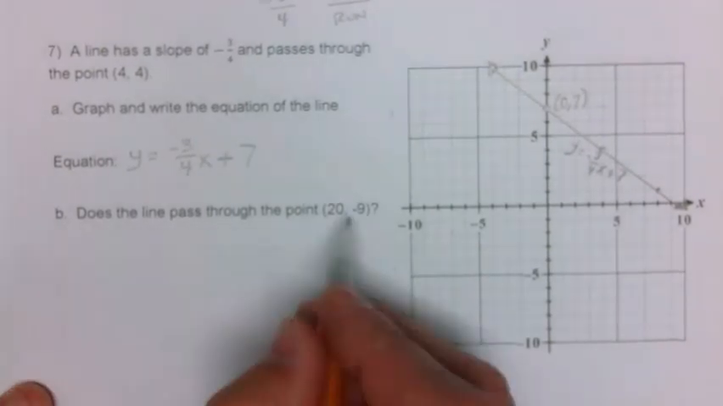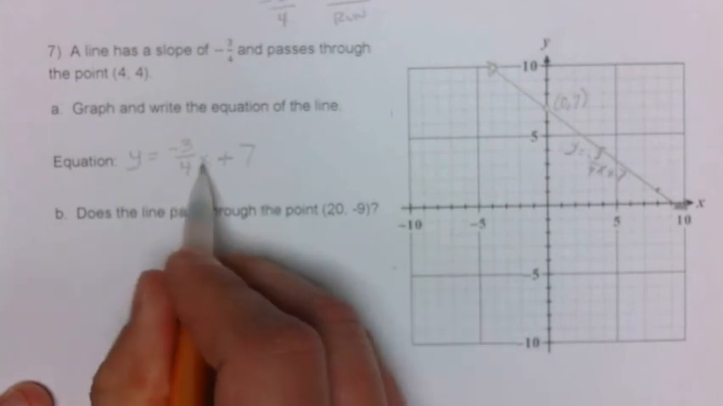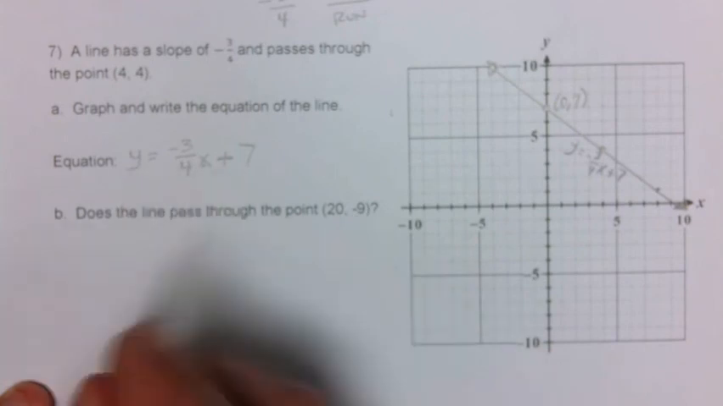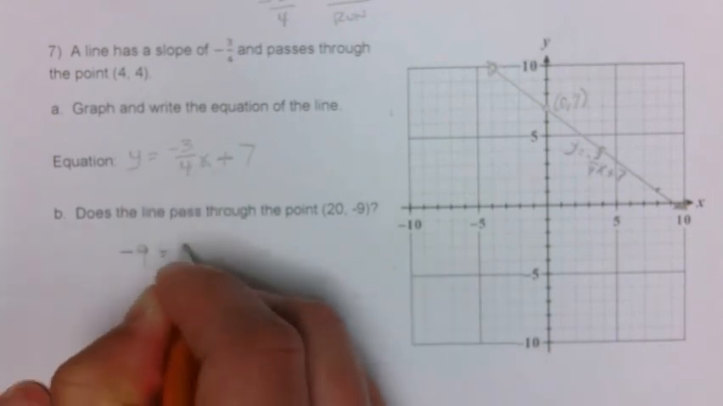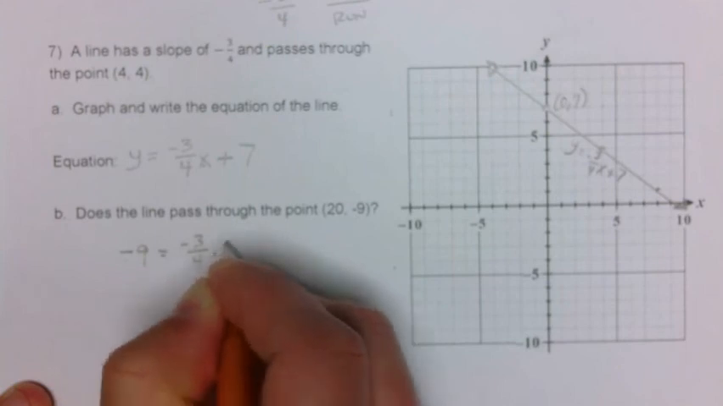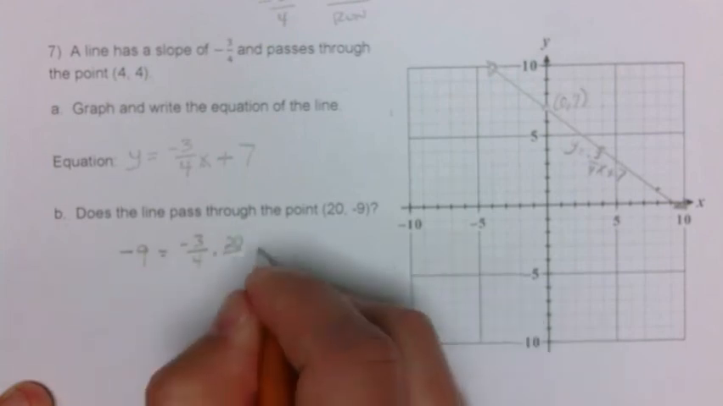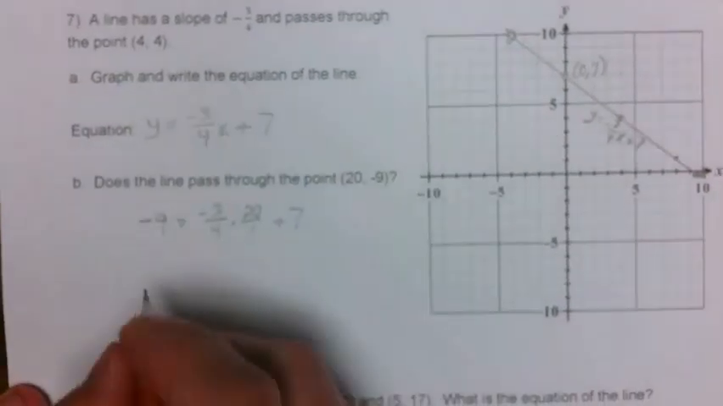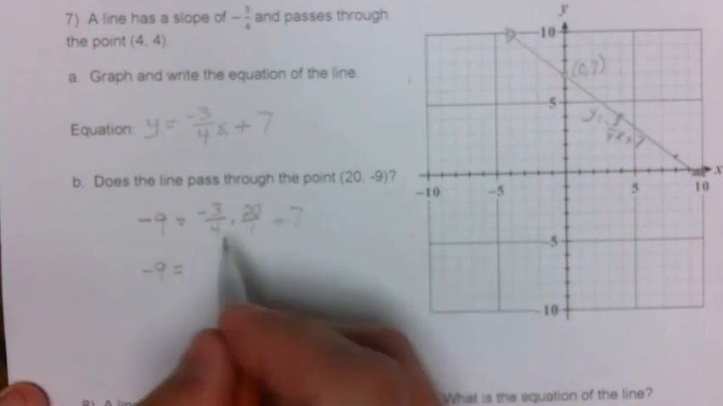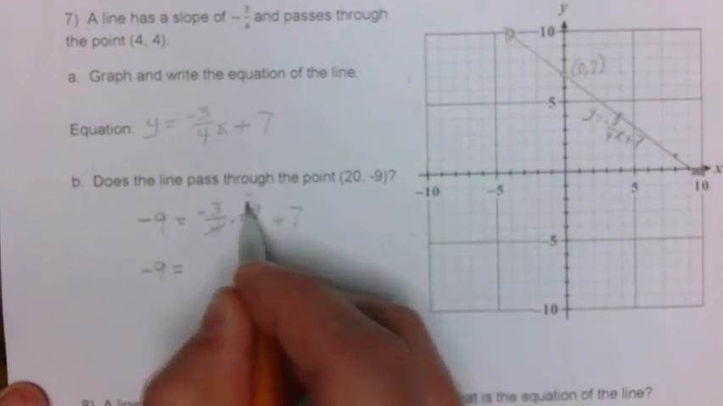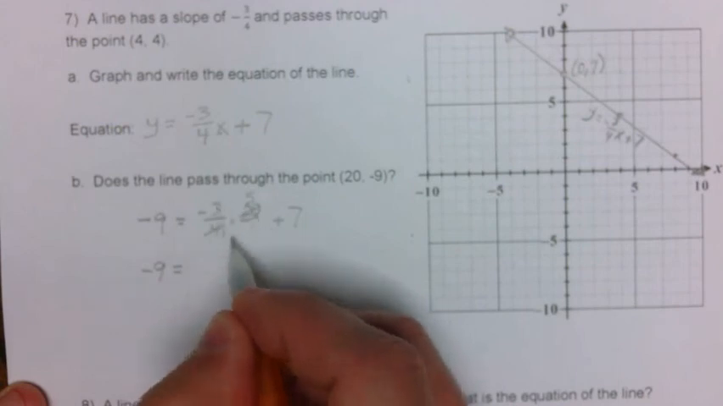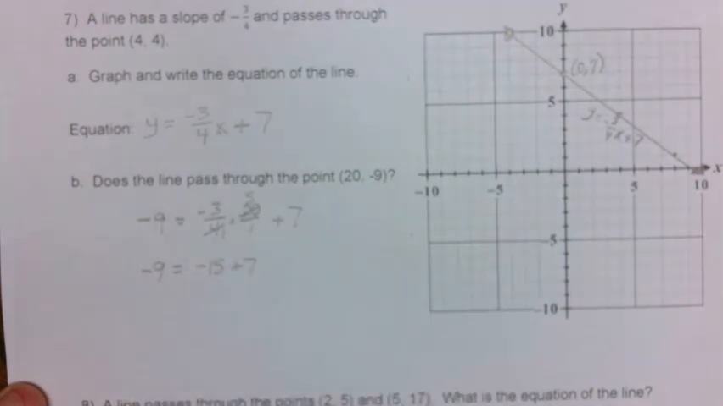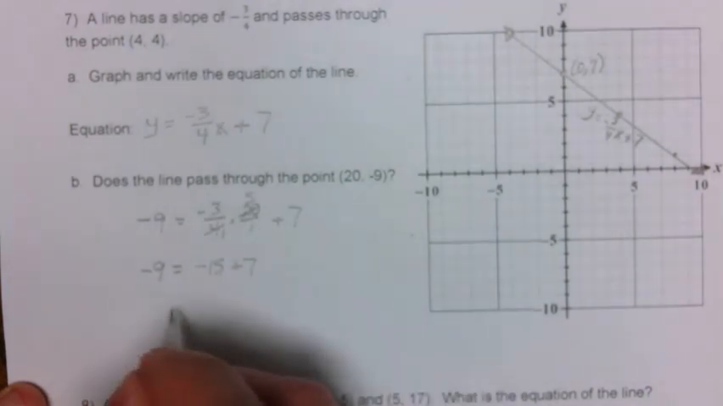Okay, so my x value is 20, so I'm going to replace x with 20 here. And my y value is -9, which I'll put right here. -9 equals -3/4 times 20. I'll put that over 1, plus 7. All right, let's see what happens when I evaluate this. -9 equals, all right, 4 goes into 20 5 times. So this is -3/1 times 5/1, which is -15. Add 7. Well, -15 plus 7 is -8.